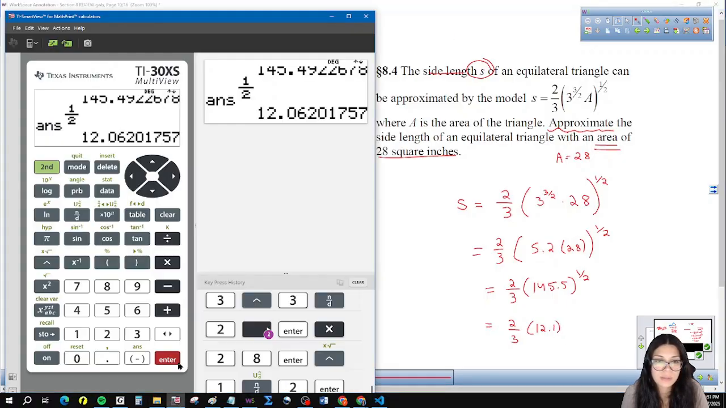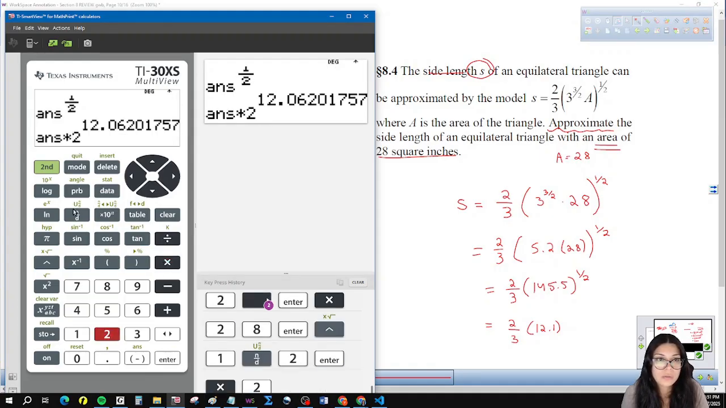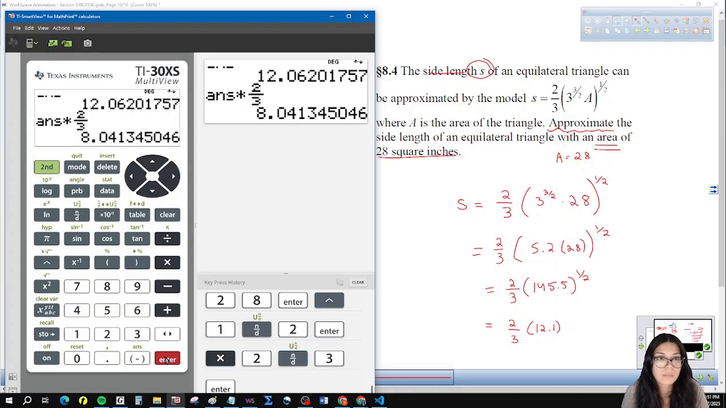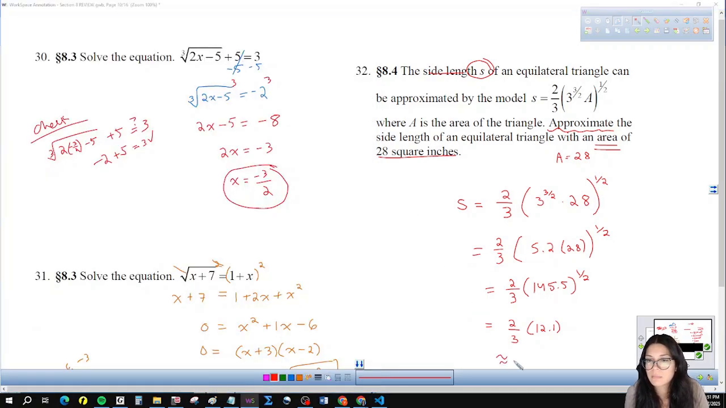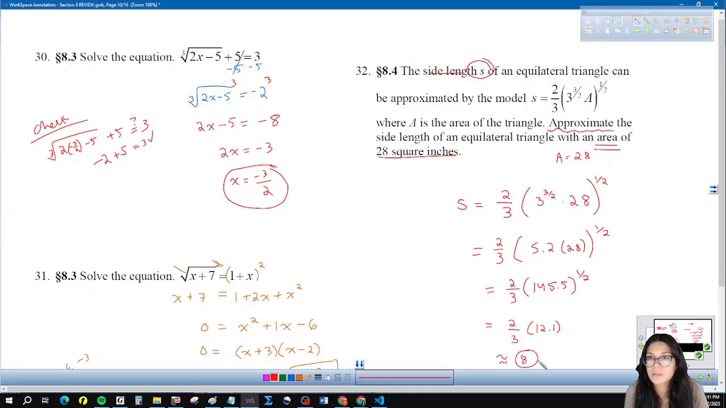And so now I could take that 12.1, excuse me, and multiply it by 2/3. And I get roughly about 8. And so that's my answer.